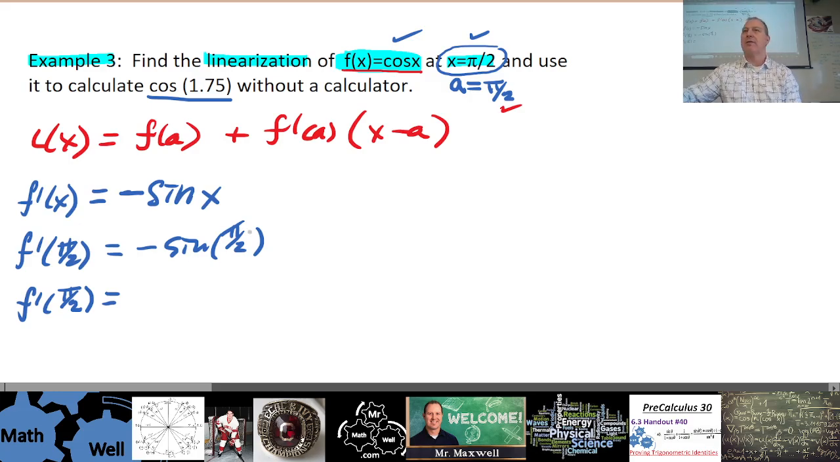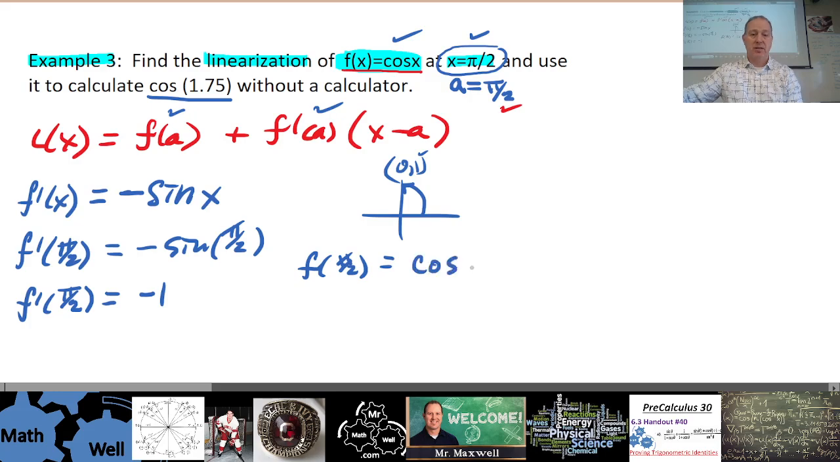So what's negative sine of pi over 2? Negative 1? Okay, so pi over 2 is this one. So that's 0, 1. So the sine is 1, negative, negative 1. Awesome. Okay, so that's our slope. What about this f of a? Do I have that? Am I given that? No, I'm given a. I'm not given f of a. So f of pi over 2 is going to be cos of pi over 2. What's cos of pi over 2? 0. So it equals 0.